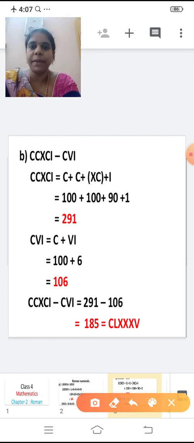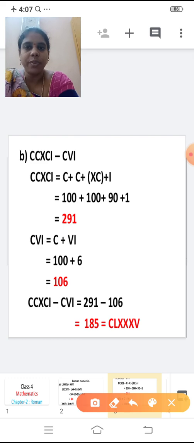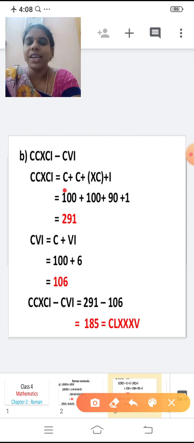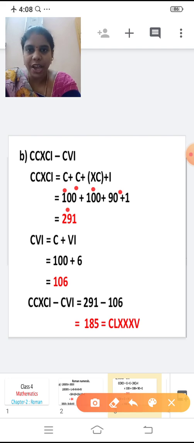I'm repeating it one more time. CCXCI. Find the value of CCXCI. After that, find the value of CVI. Then subtract them and change the answer again into a Roman numeral. So CCXCI: C plus C plus XC plus I. The value of C is 100 plus 100 plus 90 plus 1. 200, add all together, 291.